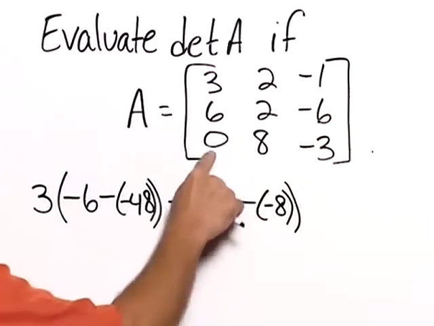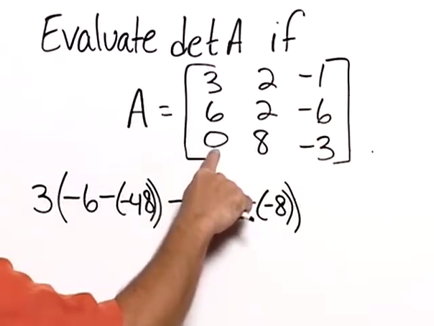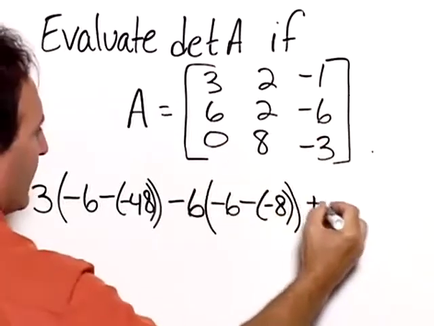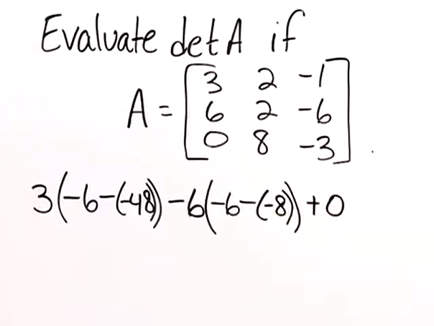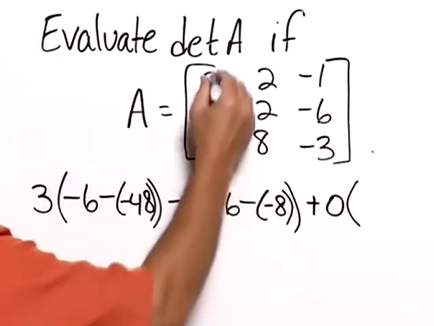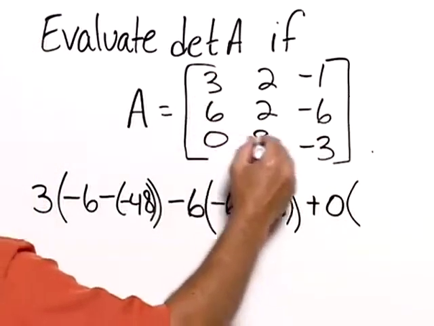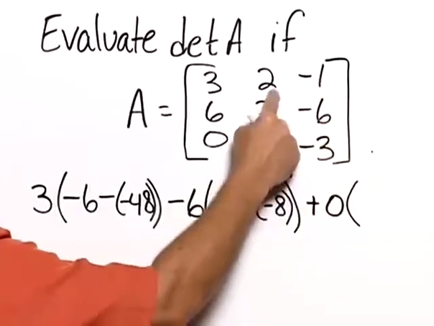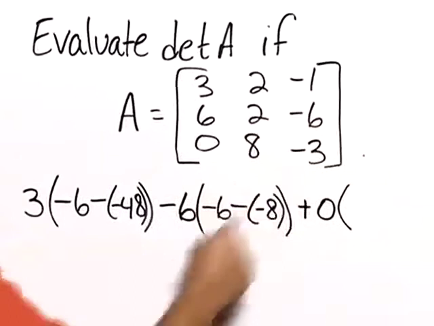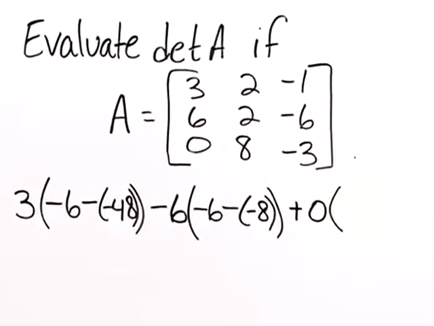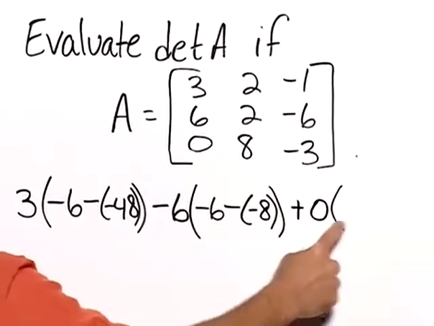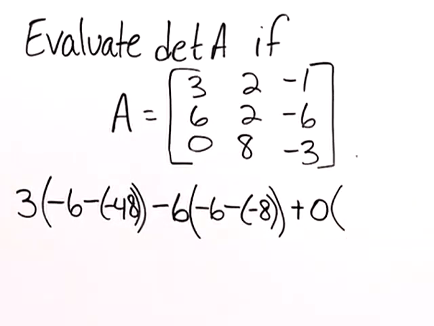We now go to the third row, column 1, and there's a 0. Now, technically, we add 0 times, well, we cross out column 1 and row 3. It leaves us with the 2 by 2 matrix of 2, negative 1, 2, negative 6. However, we're going to be multiplying that by 0, and therefore we don't really need to evaluate this.